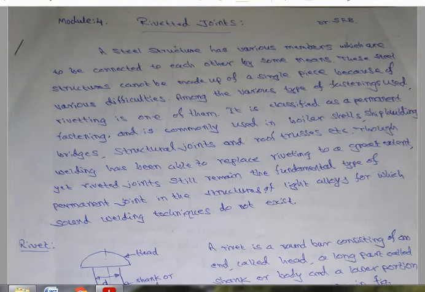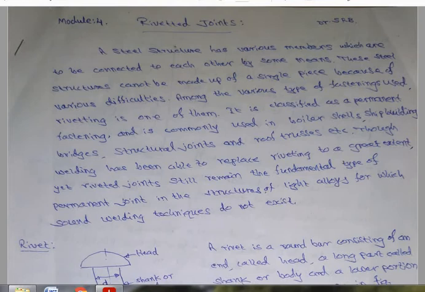In the present day scenario, welding has taken a dominant role as a permanent type of joint. But still, a riveted joint finds its own unique applications, where we have to join structures of light alloys. In that case, welding techniques cannot be employed, therefore we have to go for a riveted joint.